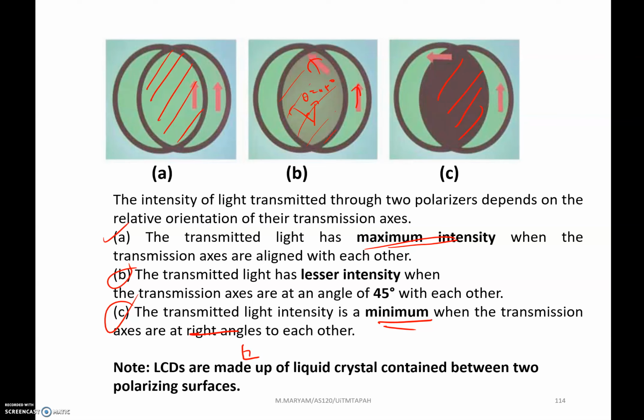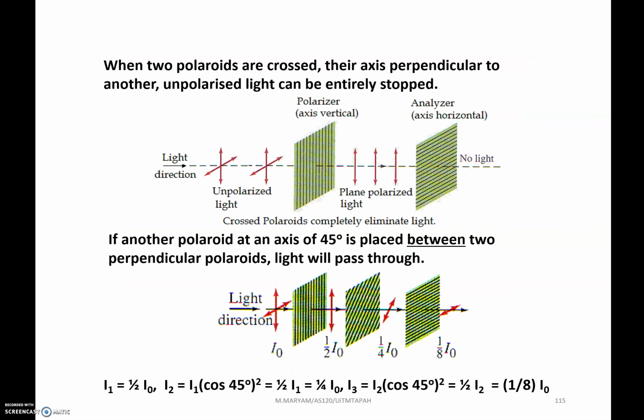So note there that LCDs are made of a liquid crystal contained between two polarizing surfaces. That's why with an LCD TV, if you have ruined the screen, usually they will suggest you just buy a new TV, because replacing the two polarizers inside the LCD TV would be quite expensive. So that's one example from our daily life.